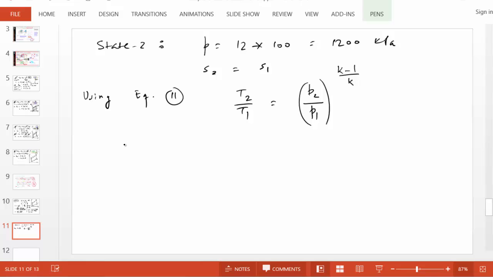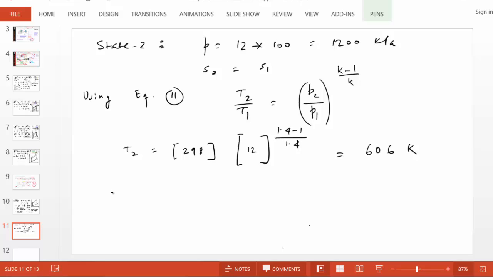So substituting, we get T2 equals T1, which is 298 Kelvin, times P2 over P1, which is 12, to the power 1.4 minus 1 over 1.4. And if you do the calculations, it comes to about 606 Kelvin.